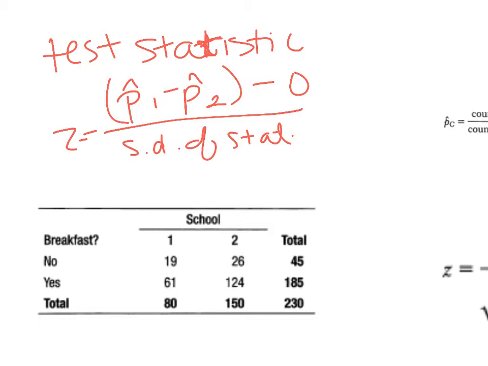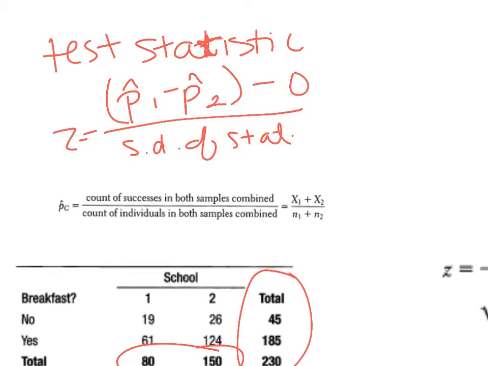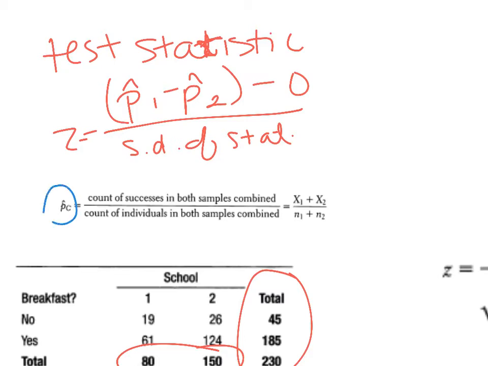How many kids from each school ate breakfast, and then we've got our totals from the 2 schools versus how many said yes and no to breakfast. And when I pool these into these 2 samples here, I can then use this formula here. And so this is our pooled or combined sample proportion. That's why it's the P hat C. So it's the pooled or combined sample proportion. And so basically I just took the number of successes in both.